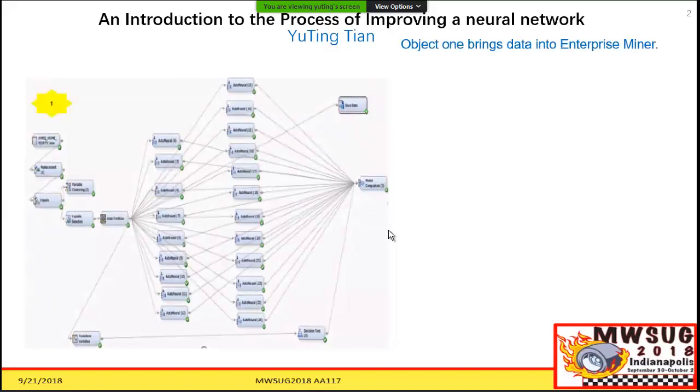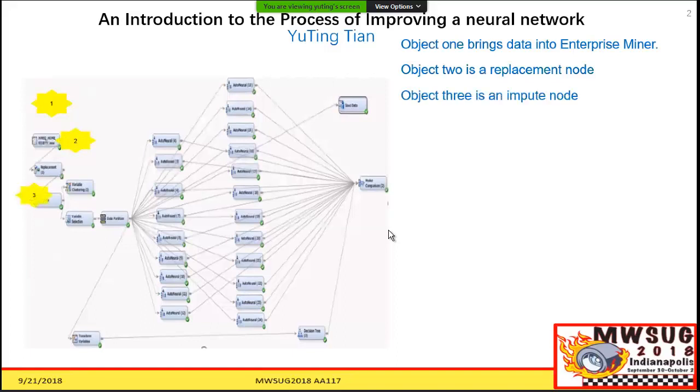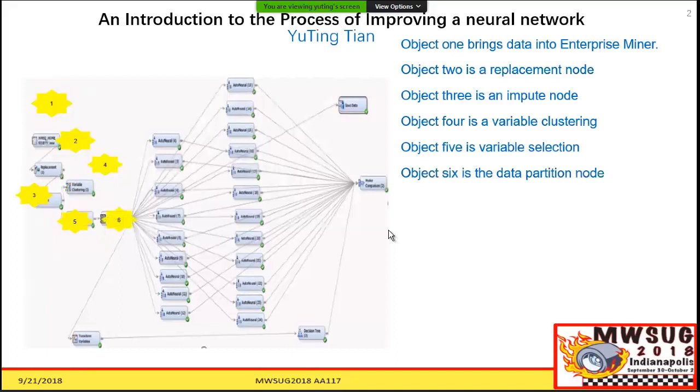For Object 1, I bring data into Enterprise Miner. Object 2 is a replacement node. Object 3 is an input node. Object 4 is variable clustering. Object 5 is variable selection. Object 6 is a data partition node.